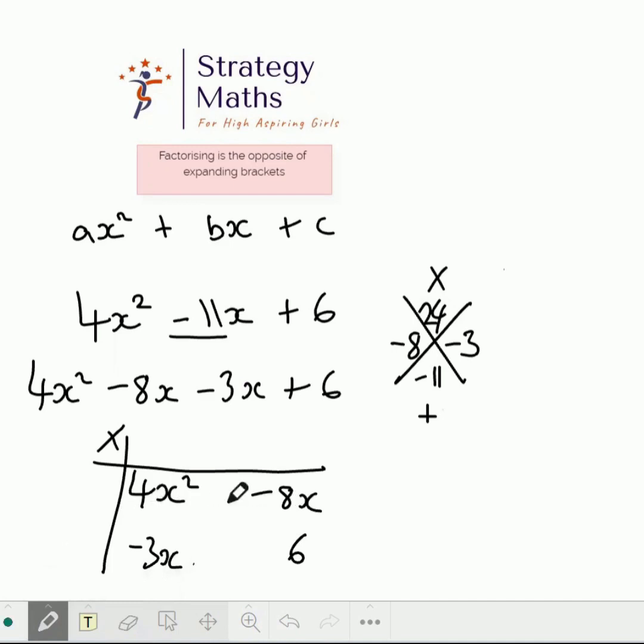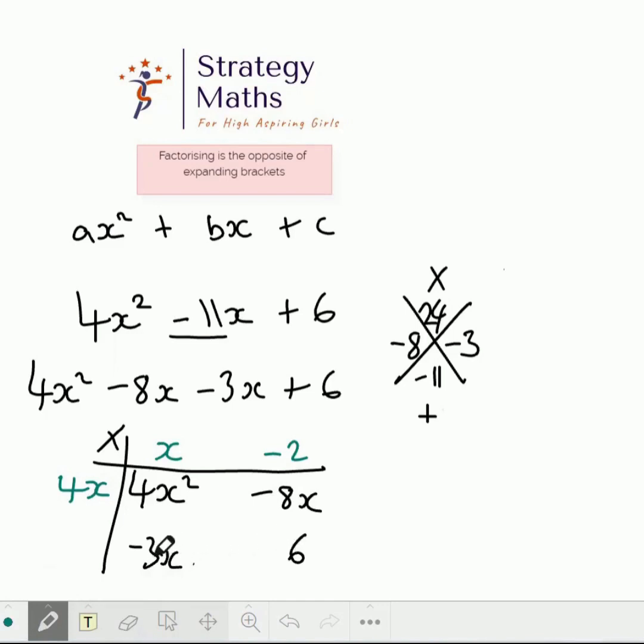So for this row, our highest factor of 4x squared and minus 8x is 4x. When we multiply 4x by x, we get 4x squared. And when we multiply 4x by minus 2, we get minus 8x.